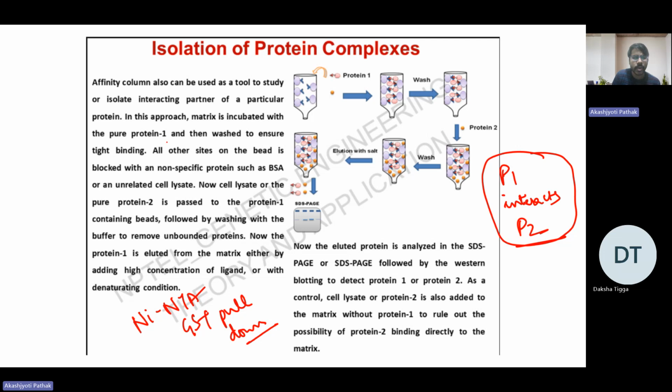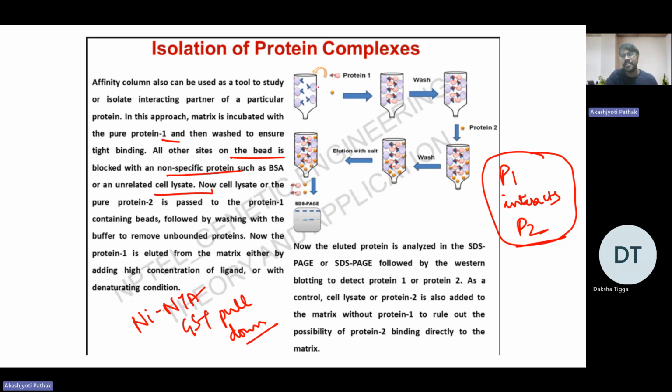The matrix is incubated with pure protein 1 and washed to ensure tight binding. All other sites on the bead are blocked with a non-specific protein such as BSA. So you add BSA so that there is no non-specific binding. And now the cell lysate containing protein 2 is passed. First you immobilize protein 1 on the matrix. You have purified the protein, for example a histidine-tagged protein on nickel NTA. You have immobilized it on the matrix, and then you want to see which protein this protein 1 interacts with. So you add a cell lysate.